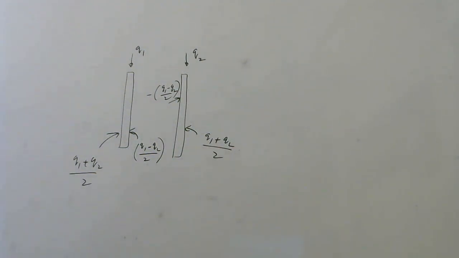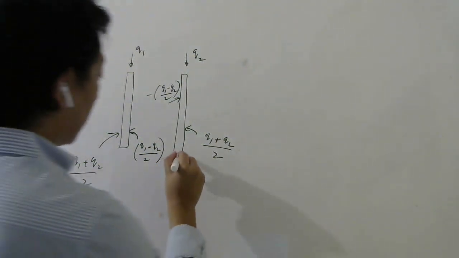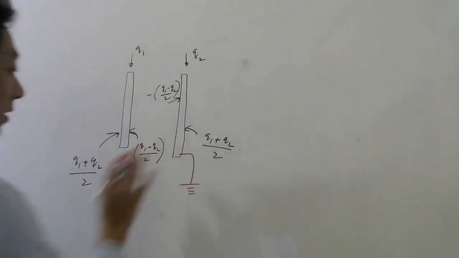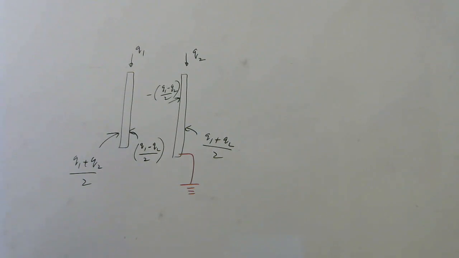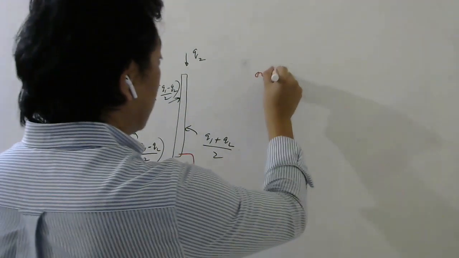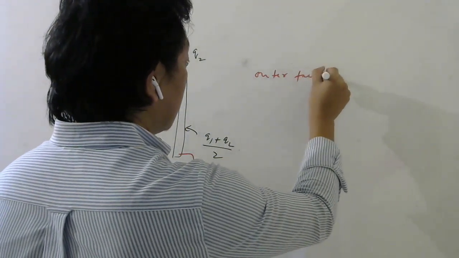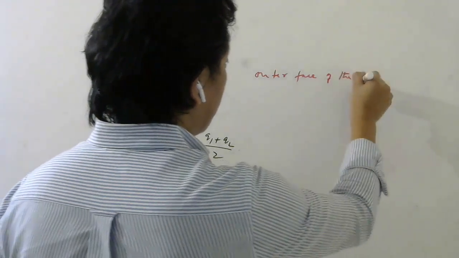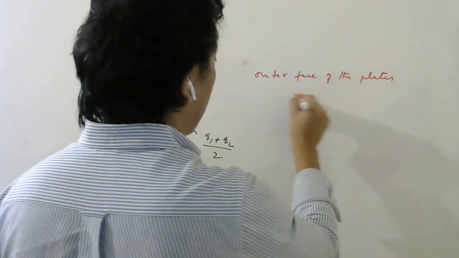Now if you connect any one to ground, any plate to ground, then please understand one thing: outer face of the plates will have zero charge.